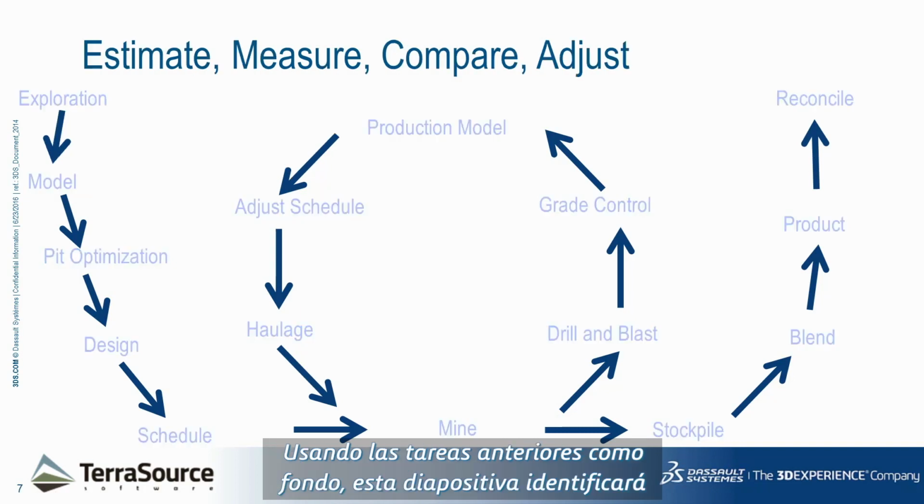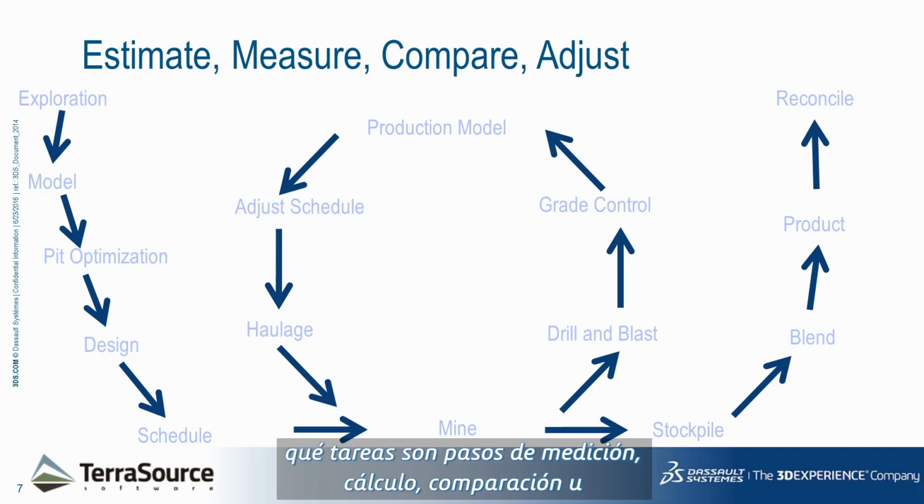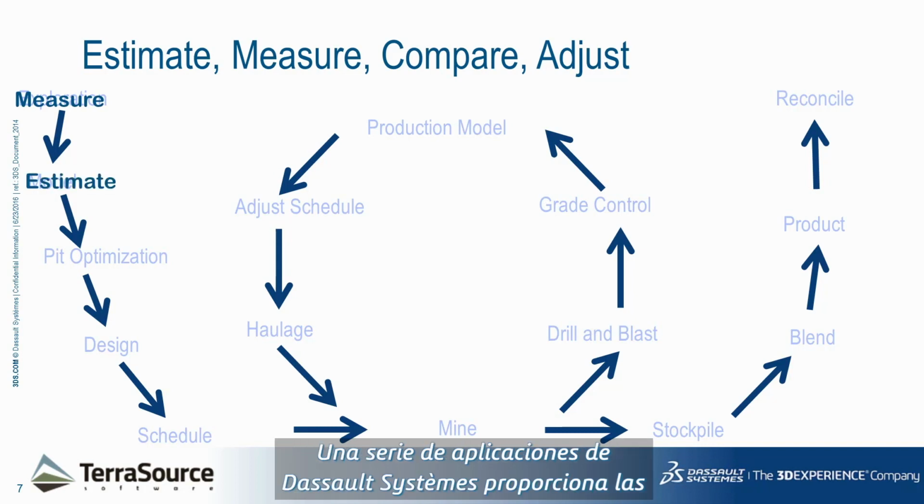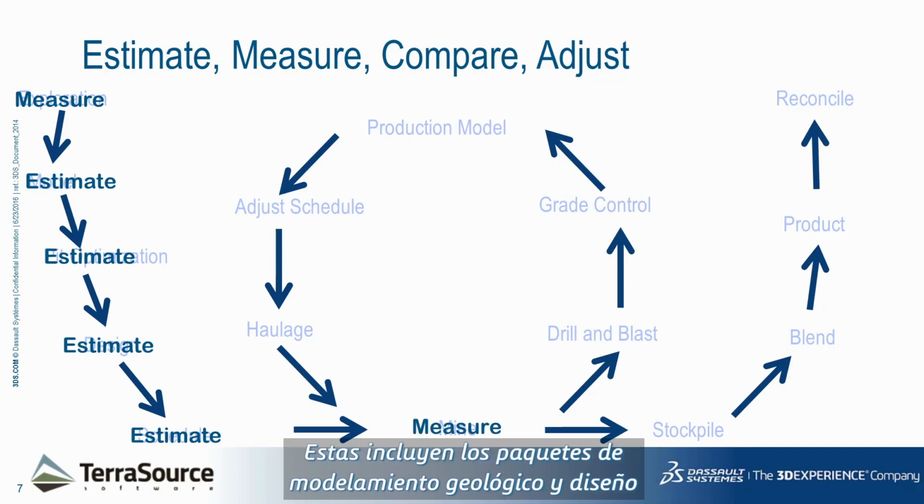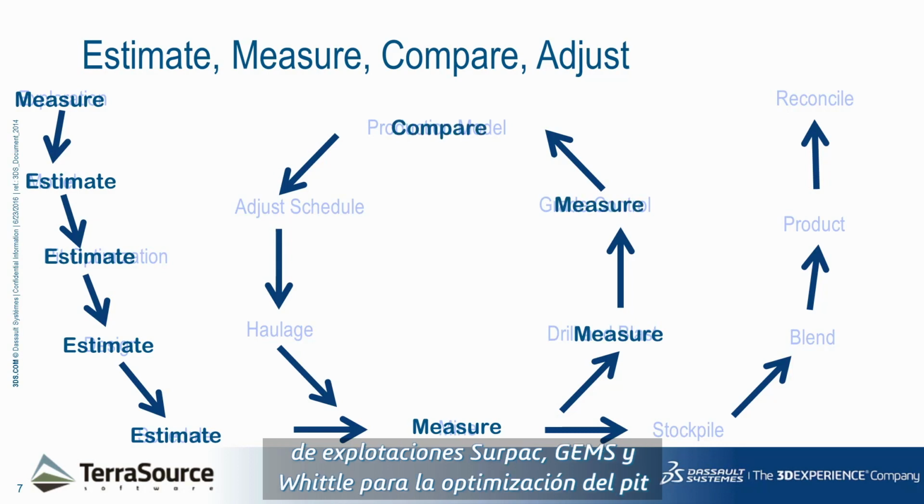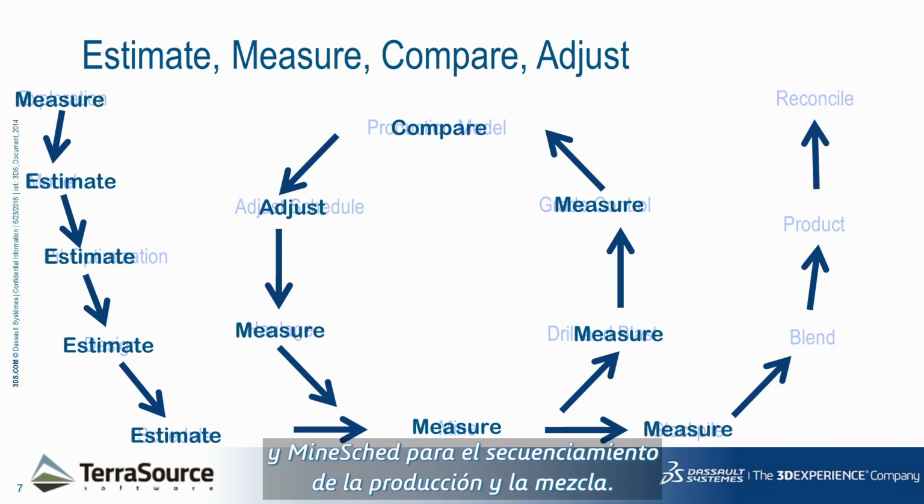Using the previous tasks as a backdrop, this slide identifies which tasks are measurements, estimations, and comparison steps and adjustment opportunities. A set of Dassault Systèmes applications provide the tools to make the measurements, estimations, and comparisons. These tools include the geological modeling and mine design packages called Surpac and GEMS, Whittle for pit optimization, and Mineshed for production scheduling and target blending.